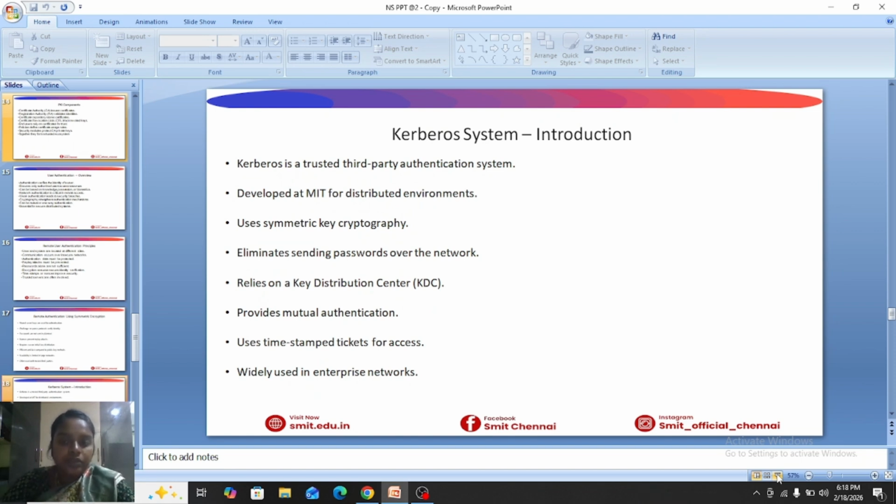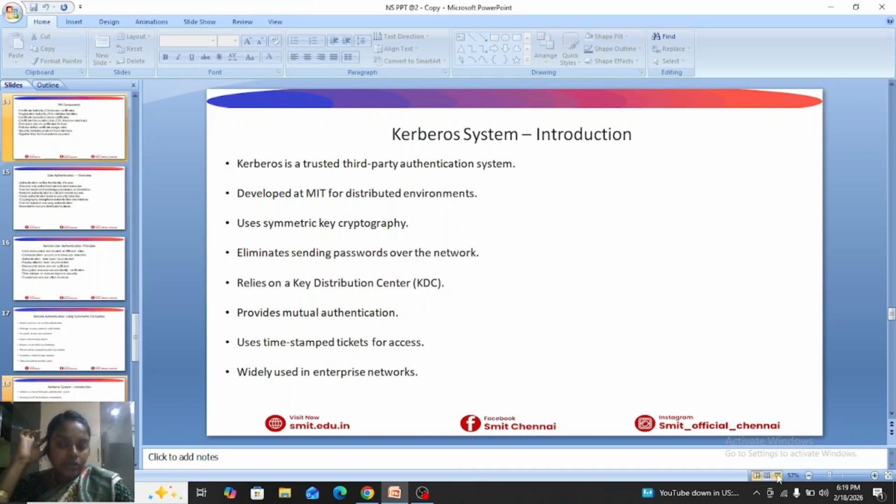Moving on to the Kerberos system. It's a trusted third party authentication system developed at MIT for distributed environments. It uses symmetric key cryptography, eliminates sending passwords over the network, relies on a key distribution center, provides mutual authentication, uses timestamped tickets for access, and is widely used in enterprise networks. This is the Kerberos system intro.